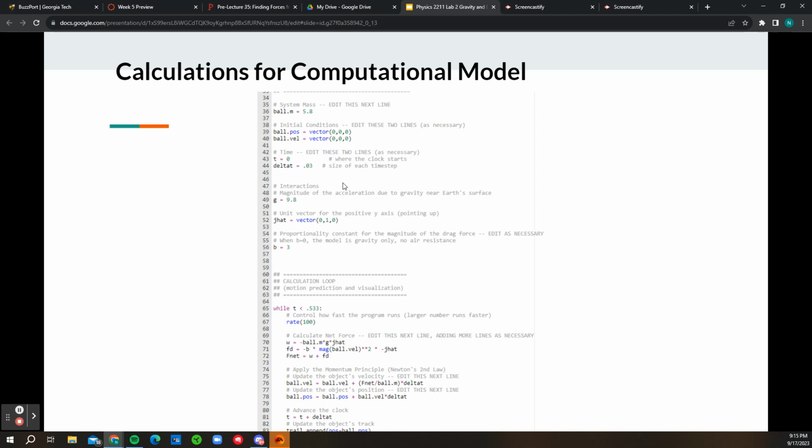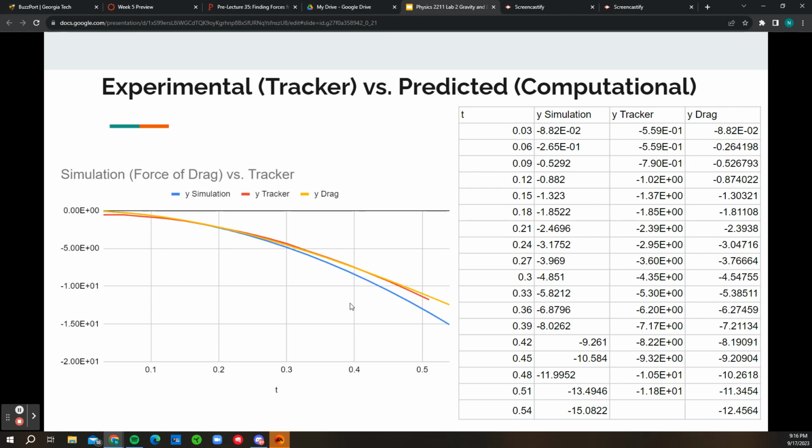And then for the second computational model with drag, now our constant is 3, and our calculation for the net force changes to account for drag force, where the magnitude of the velocity squared times negative j hat is equal to force of drag. As you can see here, the Y with drag now closely aligns itself with the Y tracker, which should happen, and the Y simulation is still an overestimate of what the actual experimental data produced.